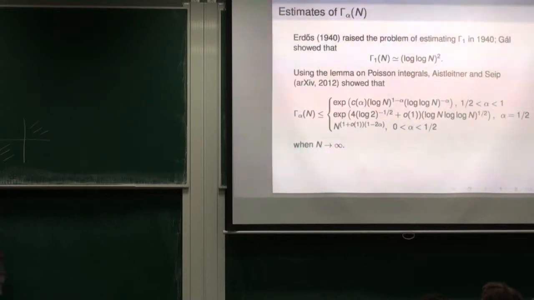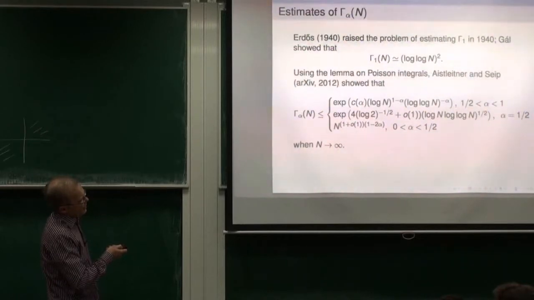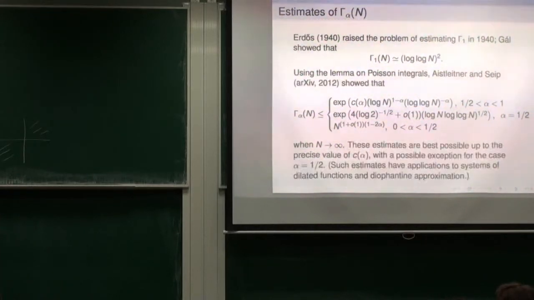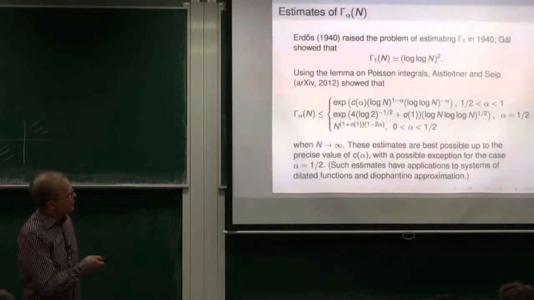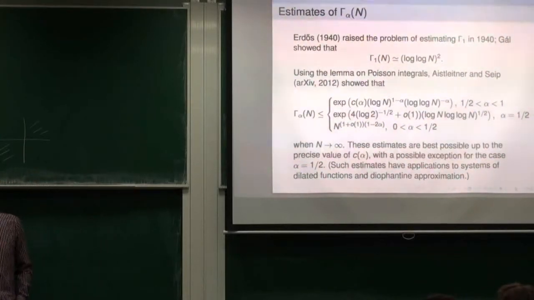Quite recently I did this work with Eisner. We got essentially sharp estimates of these quantities gamma sub alpha for essentially all alphas. There is a possible problem here that there is a log-log factor too much, but otherwise this is as good as it can be. And as I say, there are good reasons that people are interested in this. They are used in the Fontaine approximation and also to study systems of dilated functions, almost everywhere convergence and things like that.